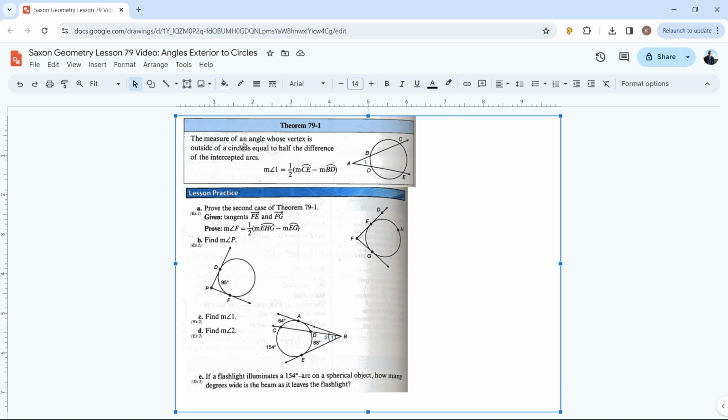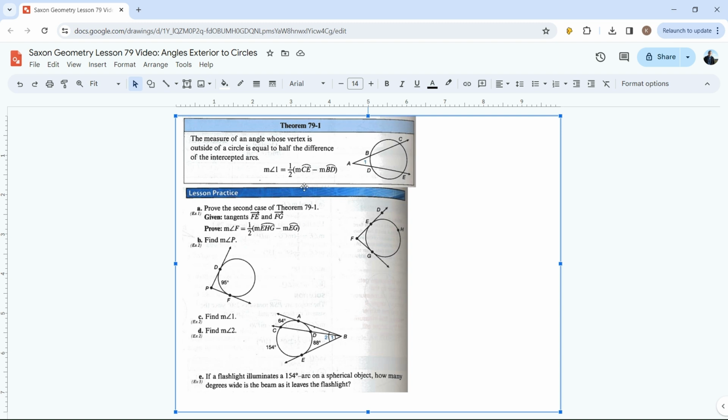And the measure of the angle whose vertex is outside a circle is equal to half the difference of the intercepted arcs. So what I'd have to do is figure out what arc CE is in degrees, what arc BD is in degrees. I would have to subtract those two arcs, the value of arc BD from arc CE, and then multiply by 1/2. That gives me the measure of BAD.